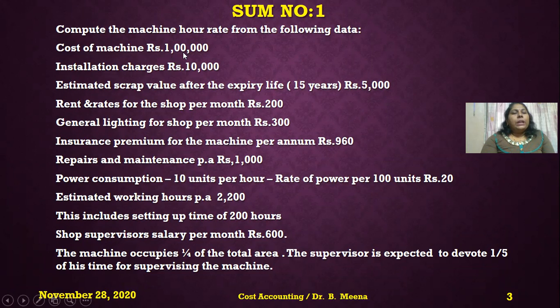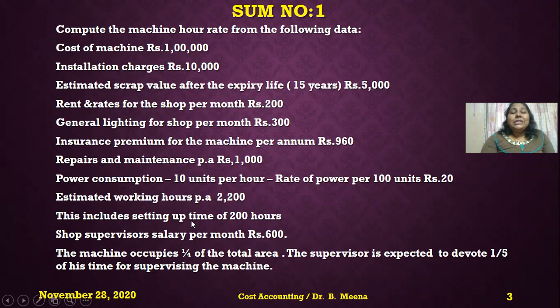Cost of the machine is 1 lakh rupees. Installation charge is 10,000 rupees. The scrap value after expiry life of 15 years is 5,000. And then these three pieces of information we can make use of to calculate the depreciation per hour. The rent and rates, general lighting, insurance premium, repairs and maintenance, power consumption, estimated working hours. And this information I am searching in this problem because we need to complete the working notes of the depreciation per hour. So the estimated working hours per annum is given as 2,200 hours per annum.